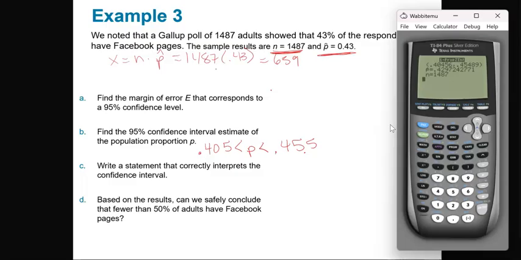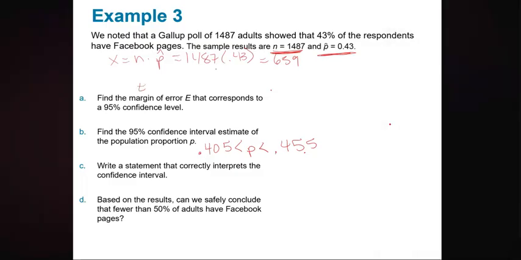Now, what's the margin of error? I like to find the margin of error by taking the upper minus the p-hat. So in this case, my upper is 0.455 minus 0.43. So I get the margin of error is 0.025. Now it says write a statement that correctly interprets the confidence interval.